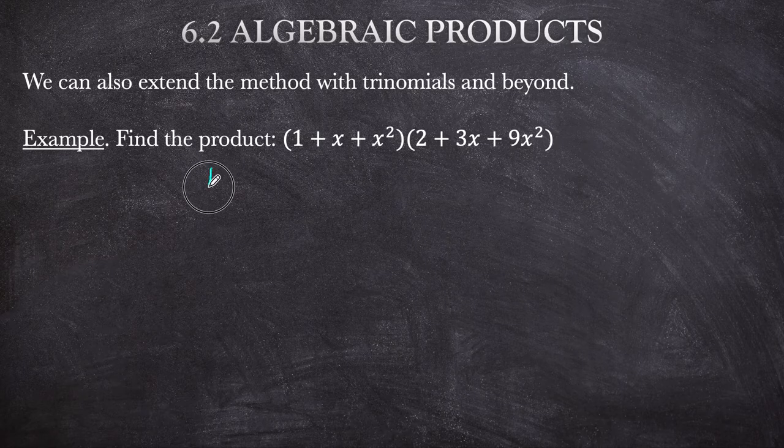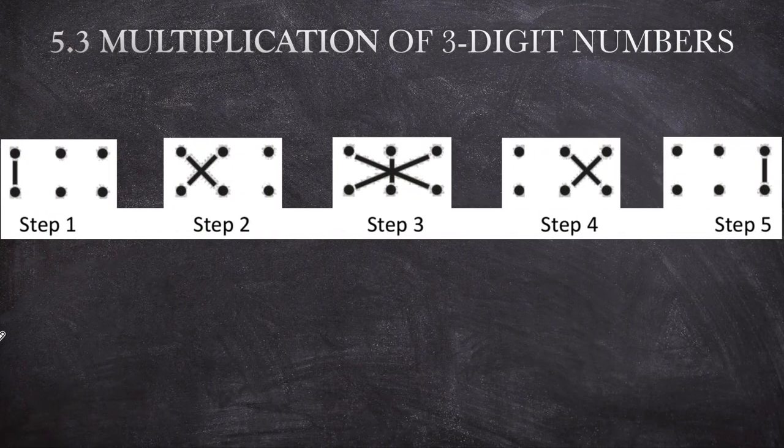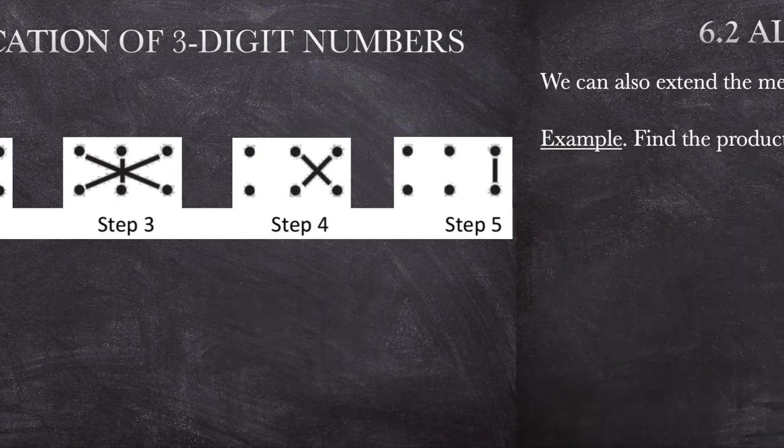So let's do it here. I'm going to need more space here. 1 plus x squared, times 2 plus 3x plus 9x squared. I hope you can still remember our steps in the 3-digit method. I'm going to refresh you with that. Here it is: step 1, step 2, step 3, step 4, step 5. If you want, you can take a screenshot of that and then we'll apply it here. Okay, pause the video, take a screenshot, and then let's go back here.